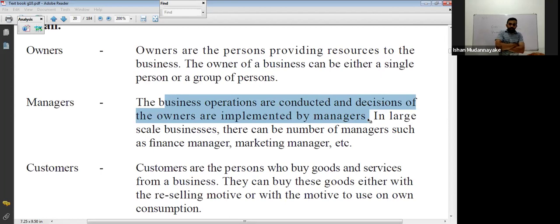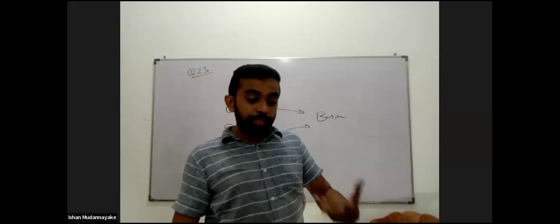Now, managers operate business operations. Day-to-day activities of the business organizations are operated by managers, as well as they implement owners' decisions. Managers achieve owners' objectives.